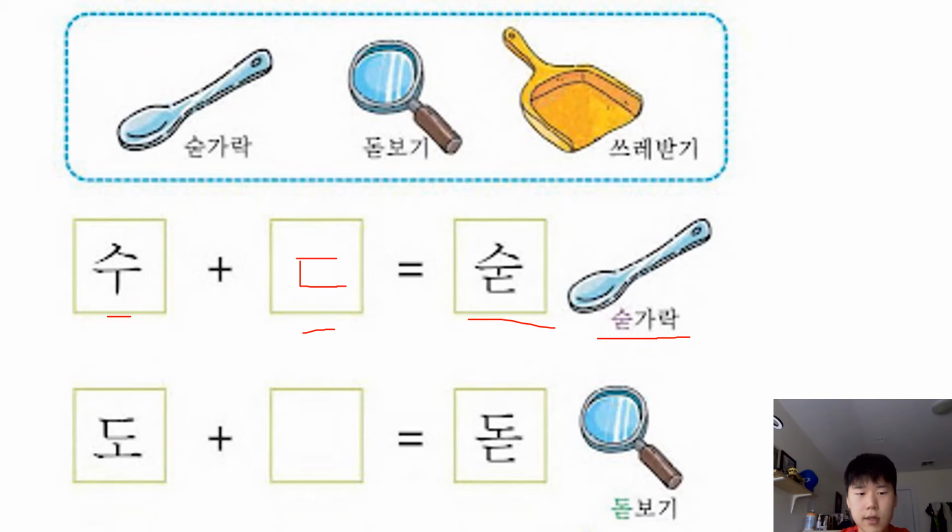So let's try this again, but with tteokbokki. To plus tigut equals tot.